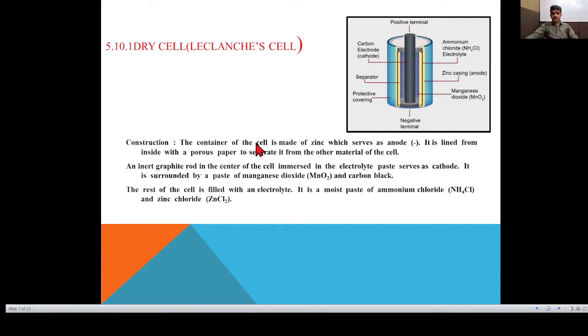Okay, what is the construction? The container of the cell is made up of zinc, serving as anode, negative charge. It is lined inside with porous paper, which separates it from the other material of the cell. And an inert graphite rod, placed at the middle of the cell, acts as cathode, positive charge. It is surrounded by carbon with manganese dioxide paste, and the rest of the cell is filled with the electrolyte, a paste of zinc chloride and ammonium chloride. Some starch was added to prevent leaking out. This is the construction of the cell.